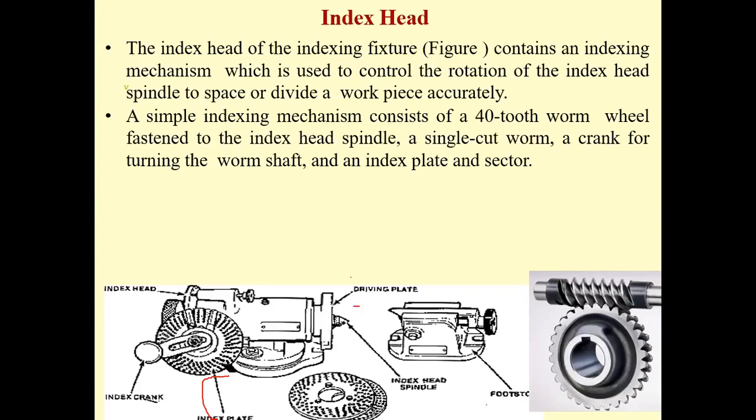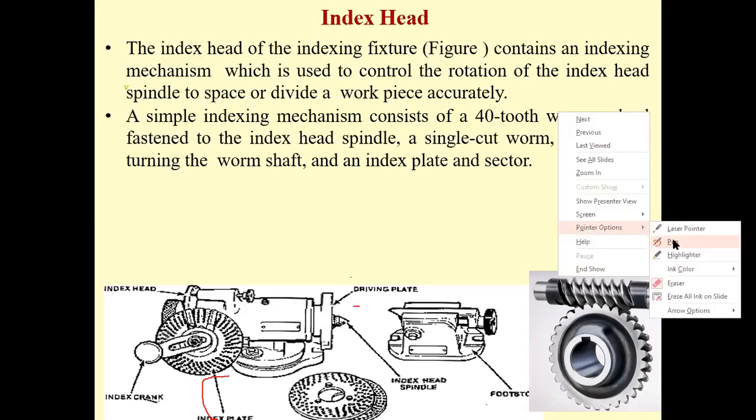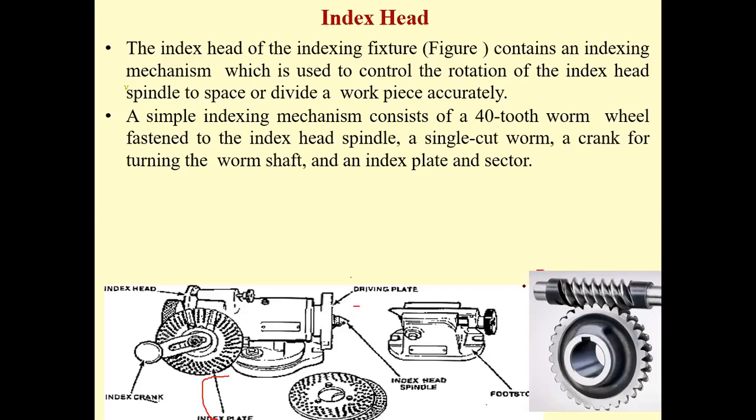If you rotate this by one rotation, what happens in this worm and worm wheel? If this worm is rotated by one complete revolution, nothing but 360 degrees, the worm wheel rotates by only one tooth. This worm is connected to a worm wheel, which is mounted on the index head, and this crank is connected to the worm.